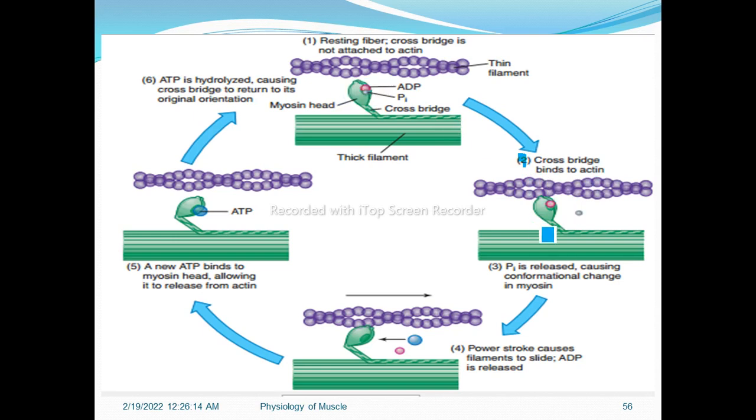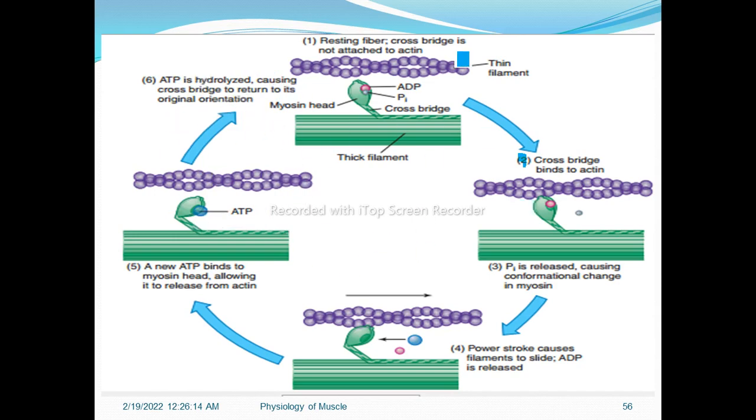In this case, inorganic phosphorus is released, causing a conformational change in myosin. Then the power stroke causes the filaments to slide. ADP is released. Finally, a new ATP binds to the myosin head, allowing it to release from actin. Then ATP is hydrolyzed, causing the cross bridge to return to its original orientation. So this is relaxed.